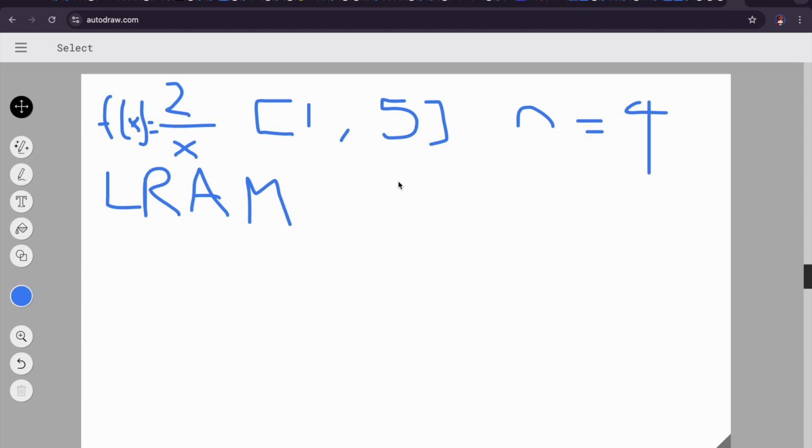That's what this n means. And the LRAM, we're going to be using the left side of the rectangle to do that. I'll show you what I mean.